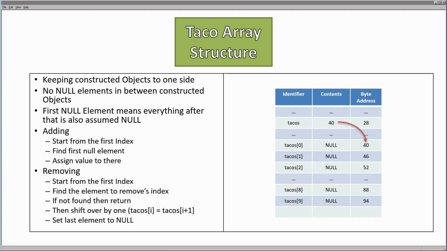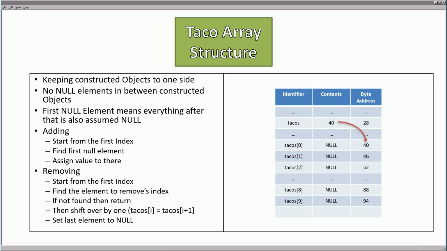Maintaining this data is important, and we want to make sure that we maintain it in the way that we best see fit. So with that being said, the way that this taco array is going to be structured is as follows. We're going to keep all constructed objects to one side of it. There are going to be no null elements between all of the constructed objects. When we encounter the first null element, that means every element after that is also going to be null.